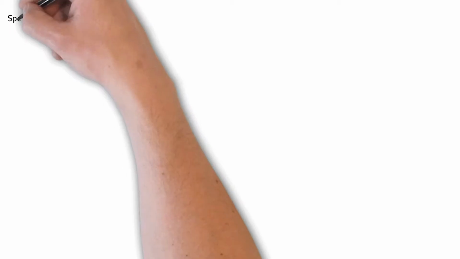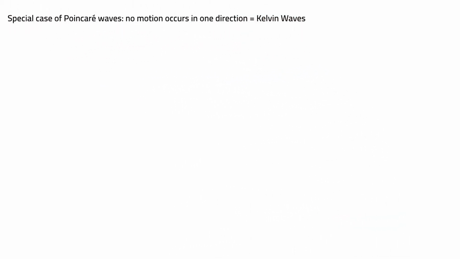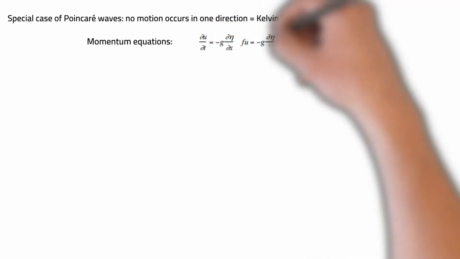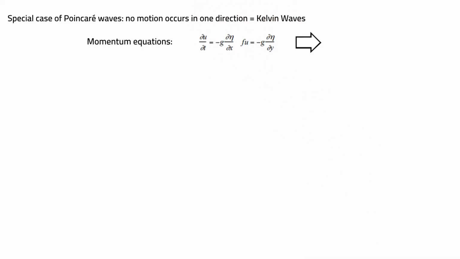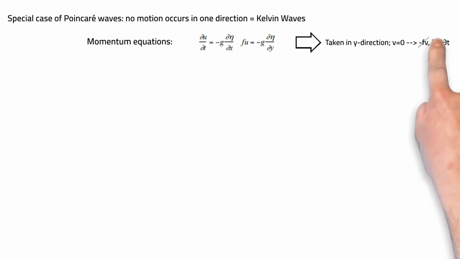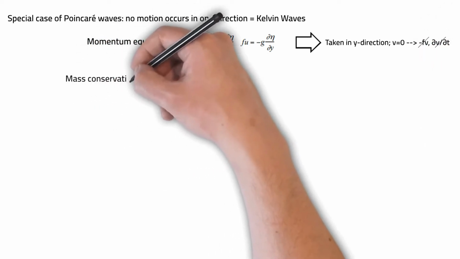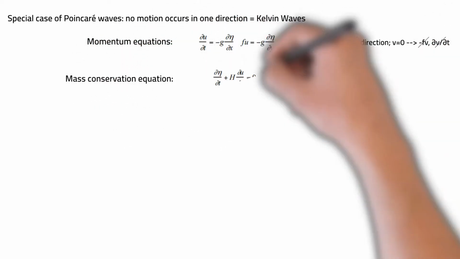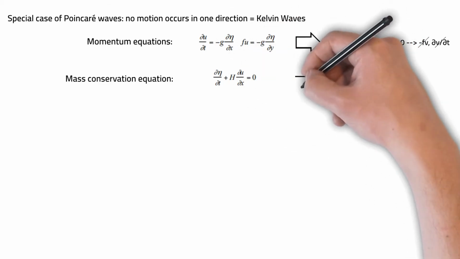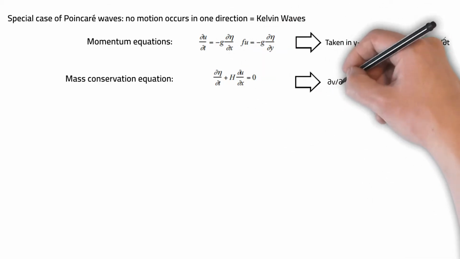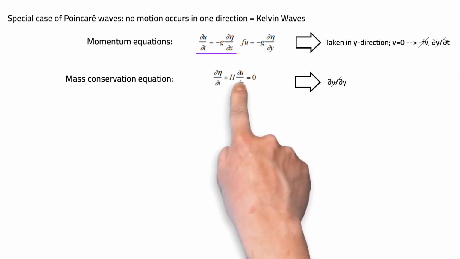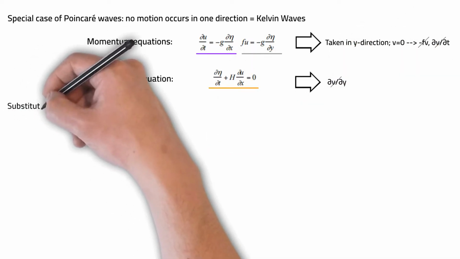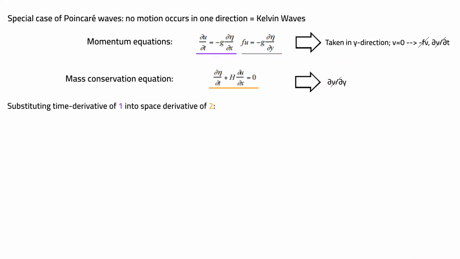Kelvin waves are a special case of Poincare waves whereby no motion occurs in one direction. Remembering our momentum equations, in this case v equals 0, resulting in these terms no longer contributing, as we have assumed that no motion occurs in the y direction. This gives us the mass conservation equation, and recalling that our gradient operator only returns the x component, as we have taken that v, the y velocity, is 0.